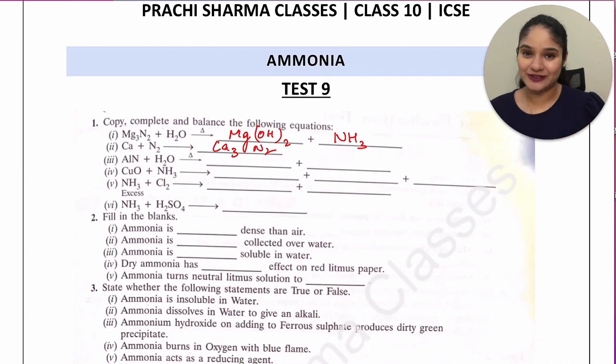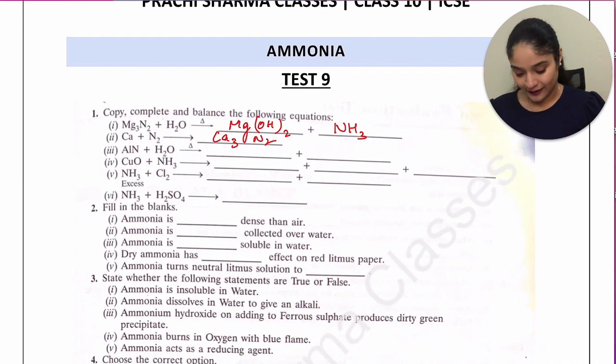If you are still facing doubts on the properties, you can text me on Telegram channel and directly approach me to discuss your doubts. So let's move on to a next one, that is AlN, that is aluminium nitride plus water, that will give me hydroxide. So Al(OH)3 plus ammonia. Then we have copper oxide plus ammonia, that will give you copper plus nitrogen plus water. So copper plus nitrogen gas plus water.